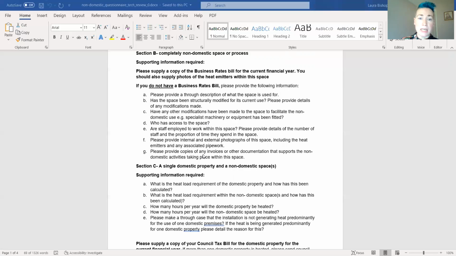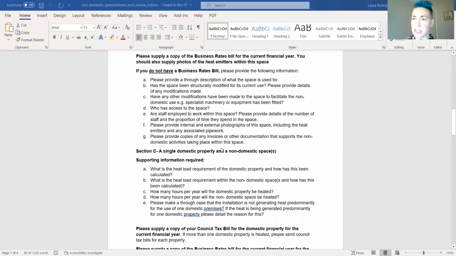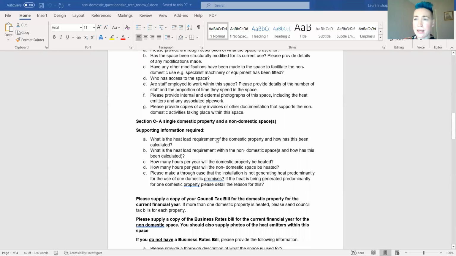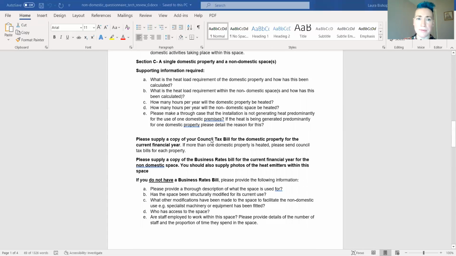And section G provides copies of any invoices or documentation that supports the non-domestic activities taking place within this space. So have a think about what you could potentially send in. It might be an invoice for sold grain or orders, or if you've got a holiday let, it might be all the bookings that you've had on that holiday cottage. So section B, that's non-domestic space on its own.